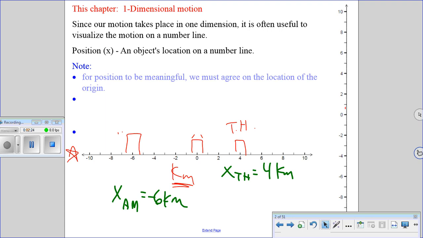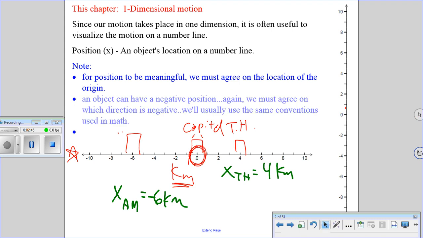All right, so a couple things I want you to be aware of. First of all, in order for this number line to have any significance at all, in order for position to be meaningful, we have to agree on the location of our origin. So in this example that I just finished, our origin, where 0 was, was the Capitol building, right?